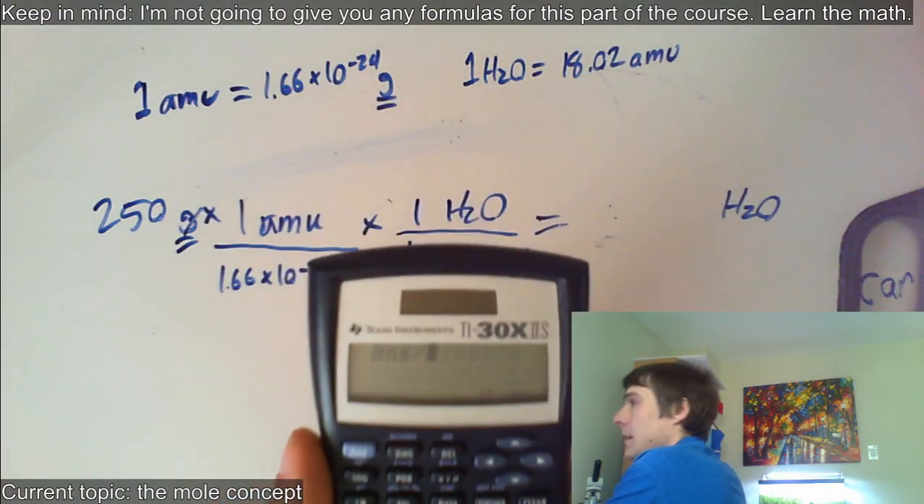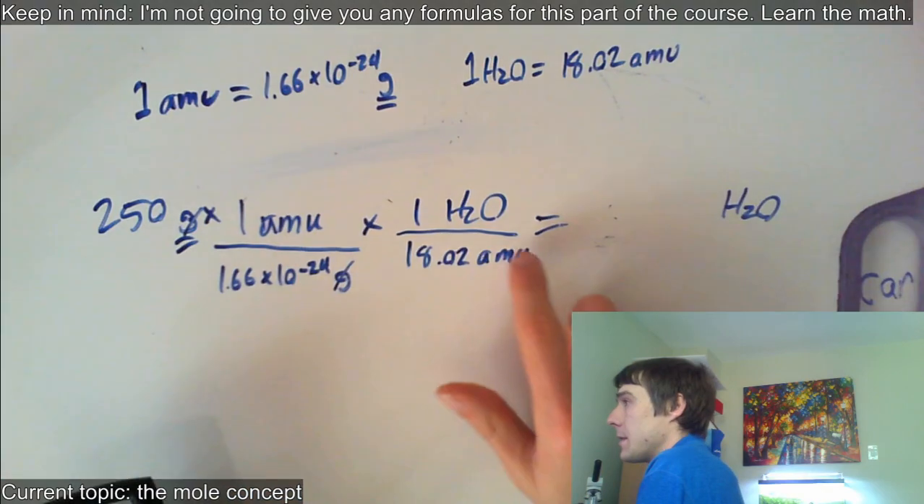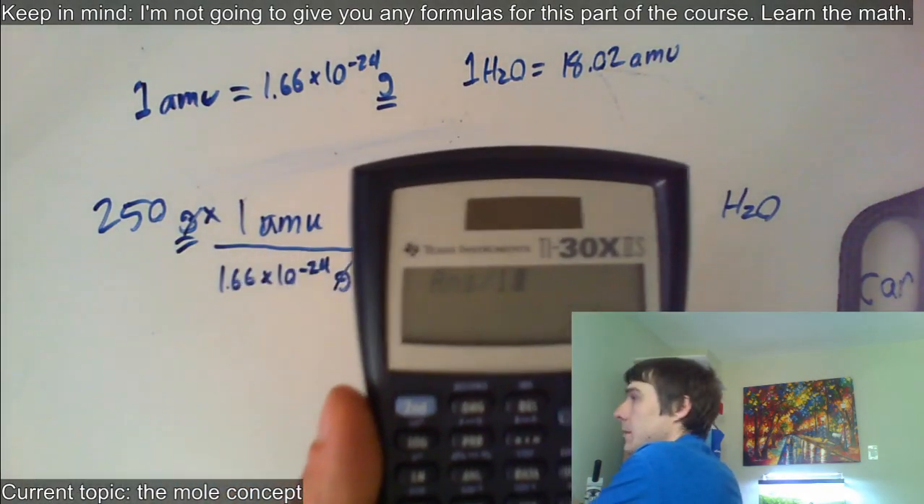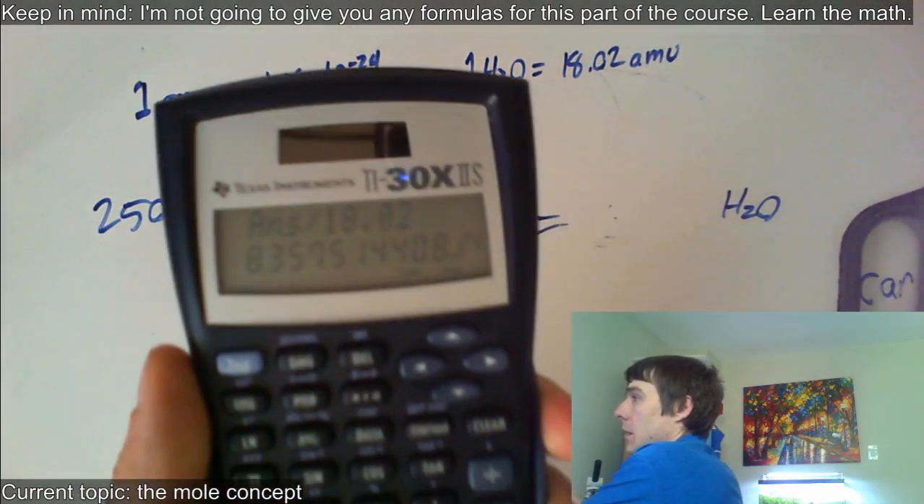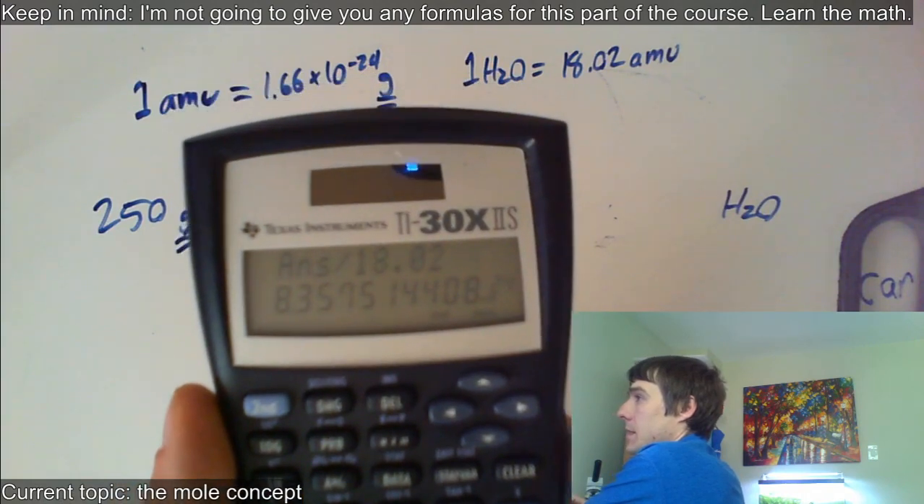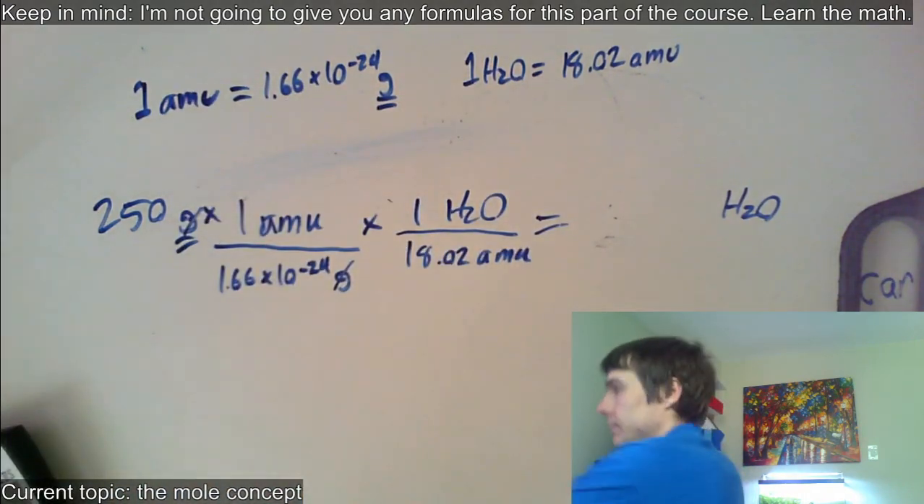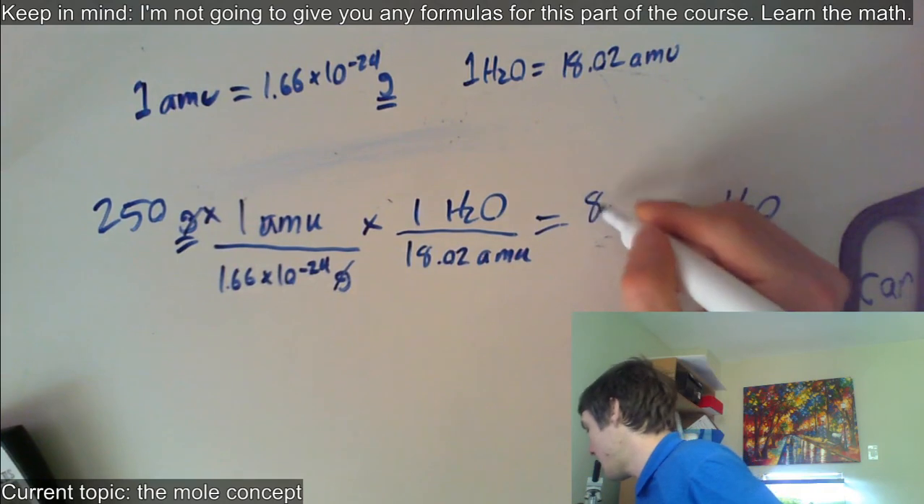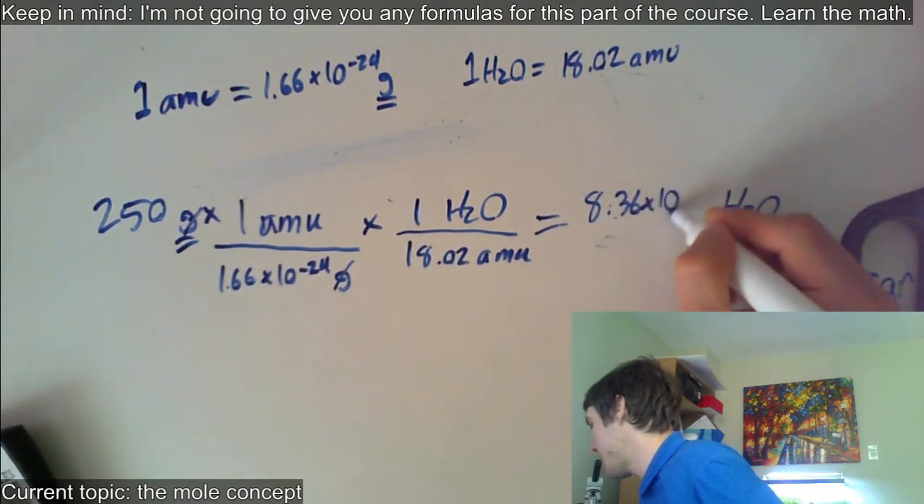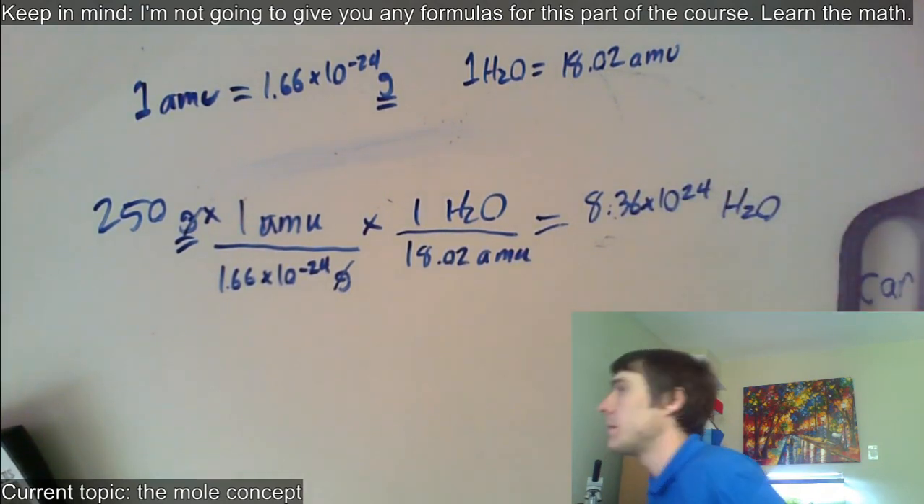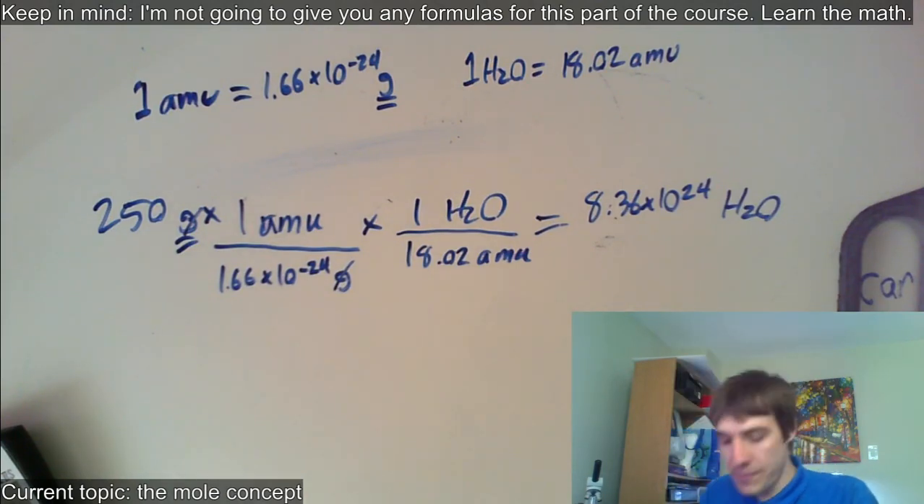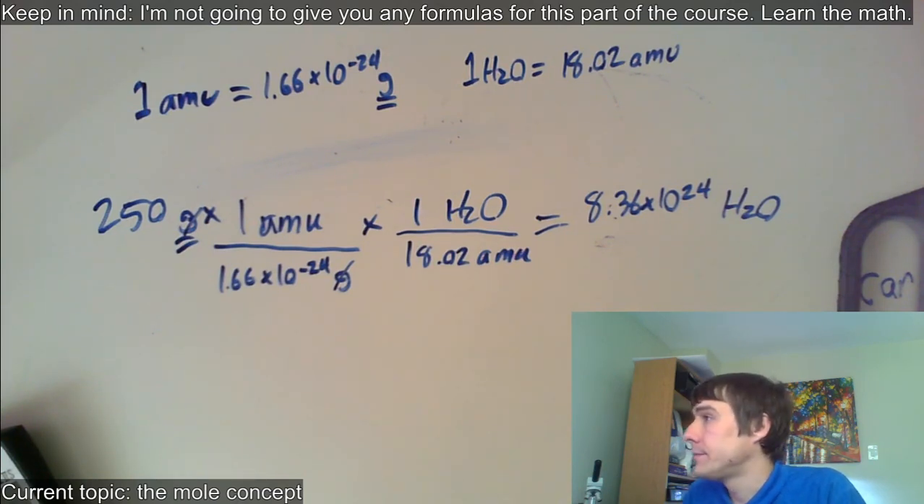I'm going to divide it again, right? Divide again because of the 18.02. There you go. 8.36 times 10 to the 24 H2Os. That is a lot of molecules of water, right? 8.36 billion? Yeah, I think so. Yeah, that's a lot. So yeah, big amount of water.